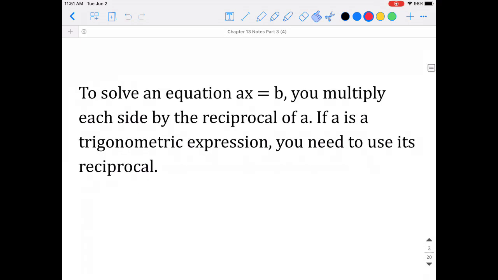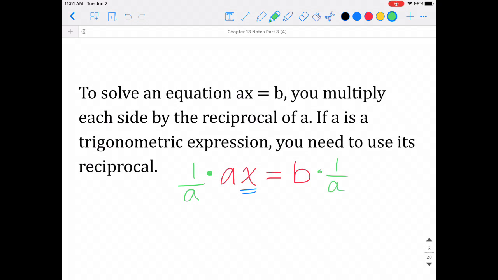And thinking about this equation, if you're trying to solve ax equals b for x, the way that we would get rid of a is either by dividing by a or multiplying by its reciprocal, which is the same thing. So multiplying by 1 over a on both sides. When we multiply by 1 over a on both sides, these cancel out, and we're left with x equals b over a. If a is a trigonometric expression, you need to use the reciprocal as well.